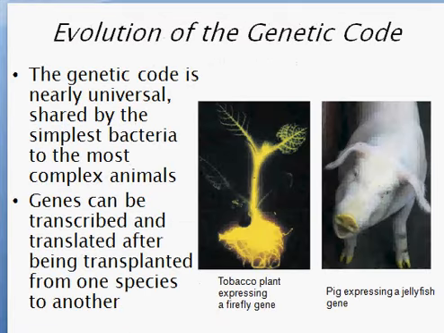When we talk about the genetic code being nearly universal, what we mean is that it's shared from the simplest bacteria to the most complex animal, being us, and that genes can be transcribed and translated after being transplanted from one species to another because of this universality of the code. So the same three bases together are going to code for the same amino acid whether they're in a bacteria or they're in a pig.